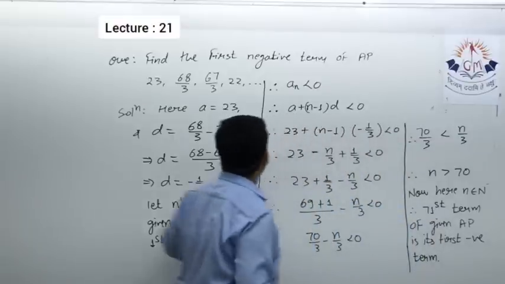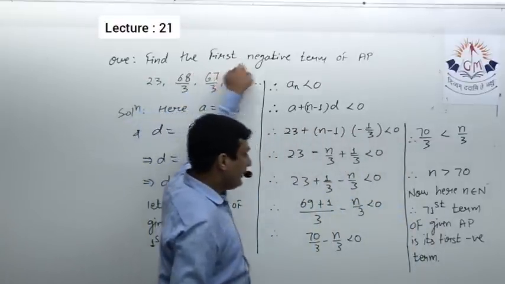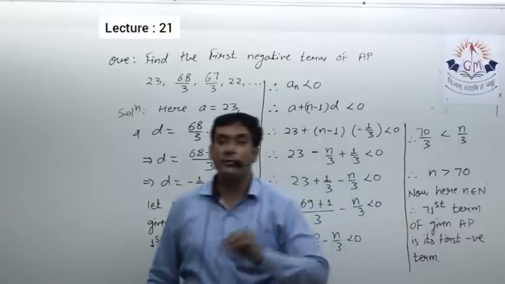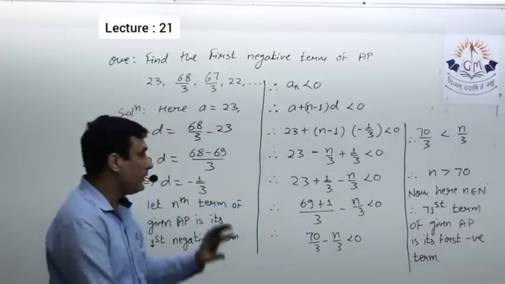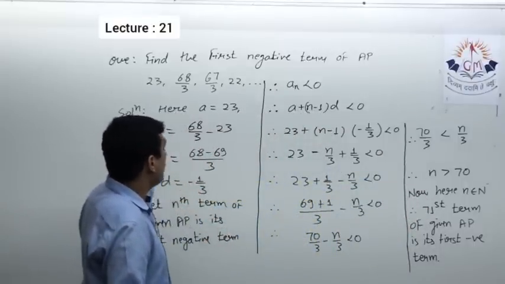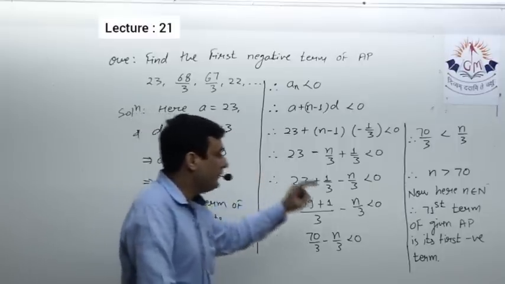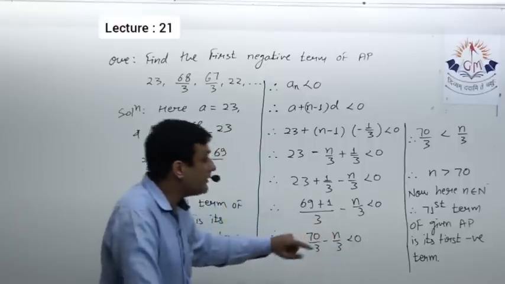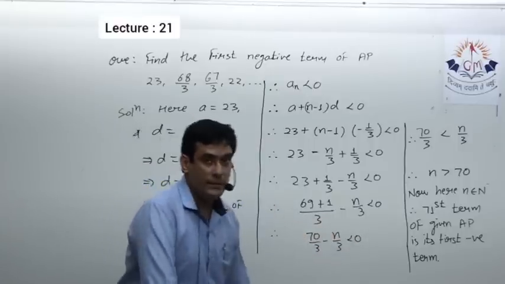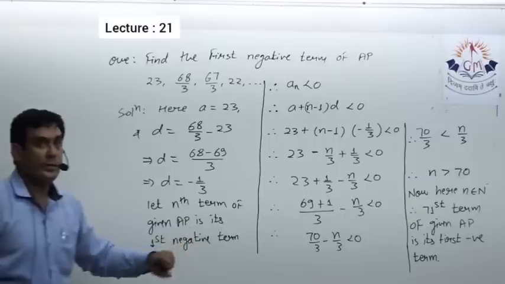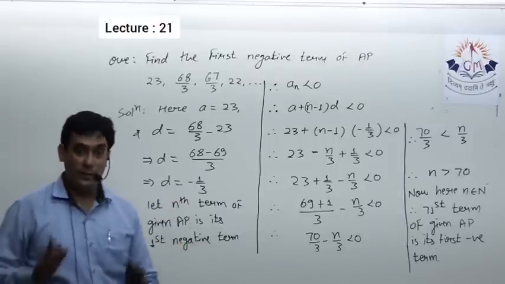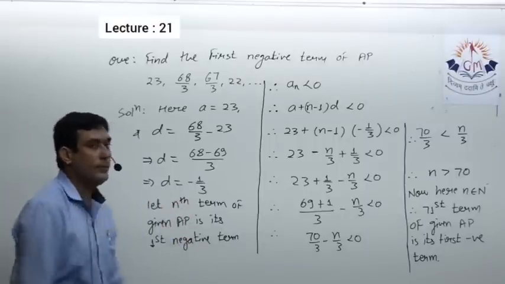But what is the question? Find the first negative term. They are not asking which term of the AP will be the first negative term. If the question was which term of the AP is the first negative term, our answer is the 71st term. But here they are asking to find that term. So note it down, then we'll see the 71st term and we'll observe that definitely it will be negative.